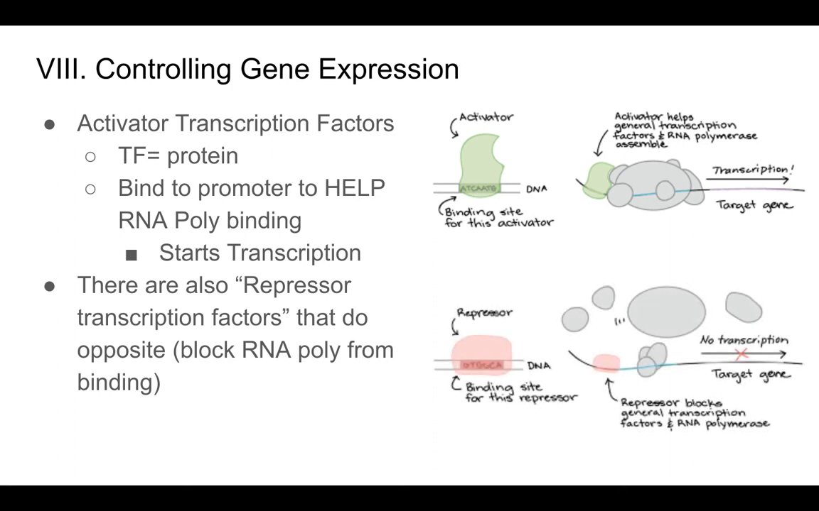Here is that repressor. So repressor protein binding to the same spot prevents the big guy here, RNA poly, from attaching and transcribing, creating some messenger RNA.